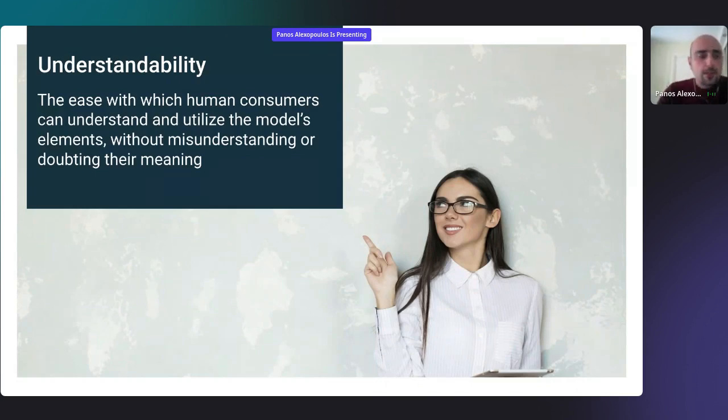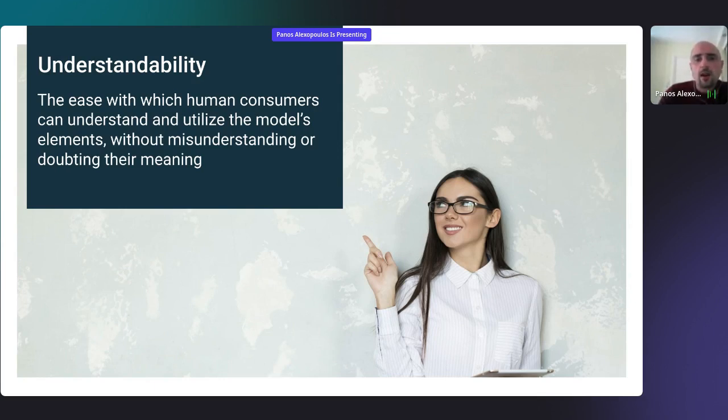Another dimension, which I think is also very important, is understandability. Understandability is about humans, is the ease with which human consumers can understand and utilize the knowledge graph elements without misunderstanding or doubting their meaning. So it's not about machine semantics, it's about human semantics. So if I tell you, for example, that I have a class in my knowledge graph called, I don't know, profession, right? Yes, you probably understand what profession is about.